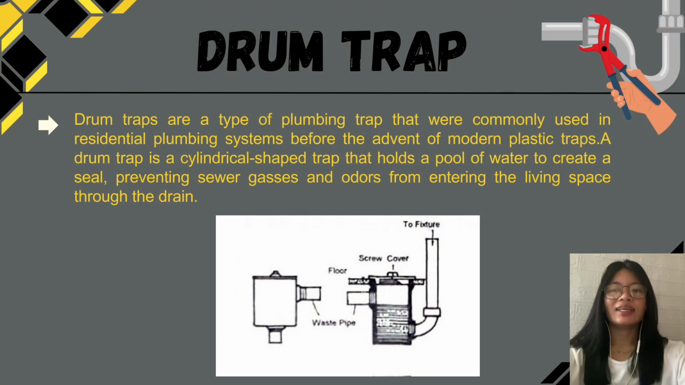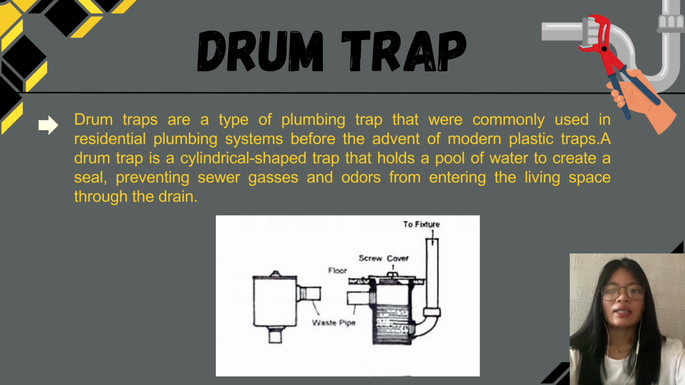Okay, so the next one is the drum trap. Drum traps are a type of plumbing trap that were commonly used in residential plumbing systems before the advent of modern plastic traps. A drum trap is a cylindrical shaped trap that holds a pool of water to create a seal, preventing sewer gases and odors from entering the living space through the drain. So itong drum trap is kinaklasify din siya as a water seal device. The name was derived from its size being large in diameter.